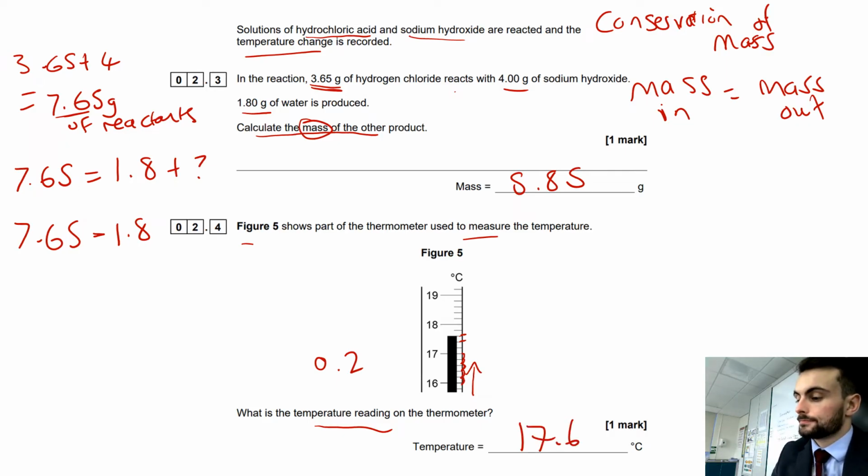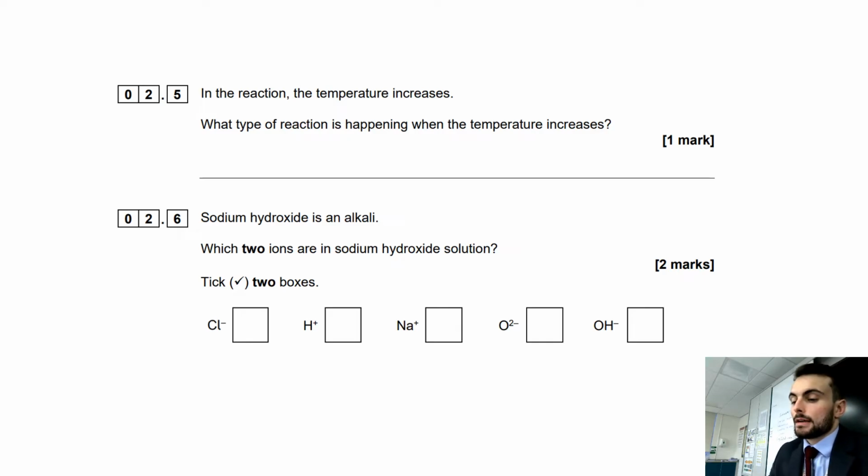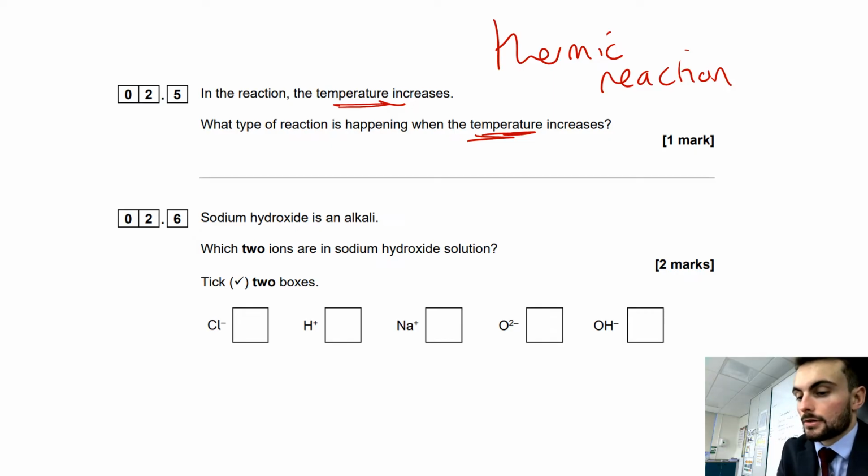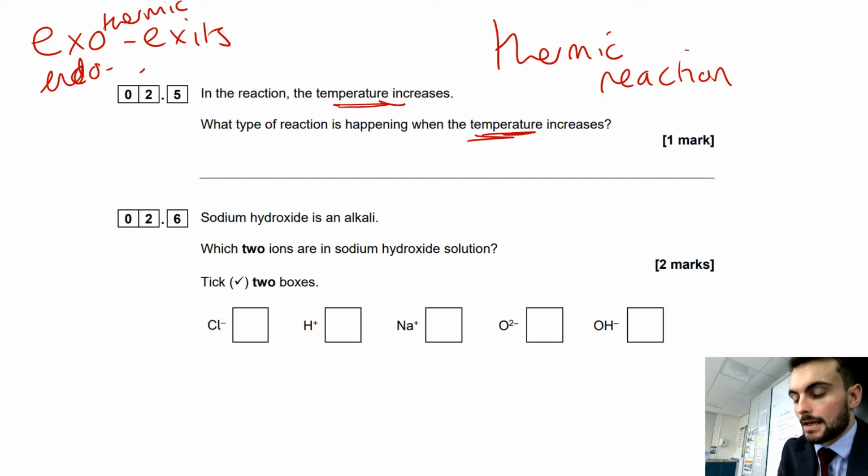Next question. In the reaction, the temperature increases. What type of reaction is happening when the temperature increases? So we're talking about thermic reactions because we're talking about temperature. And we've got two options for this because it's a thermic reaction. We've got exothermic, so heat exits the reaction, and we've got endothermic, so heat enters the reaction. And you've got to think about which one is the one you feel as warm.